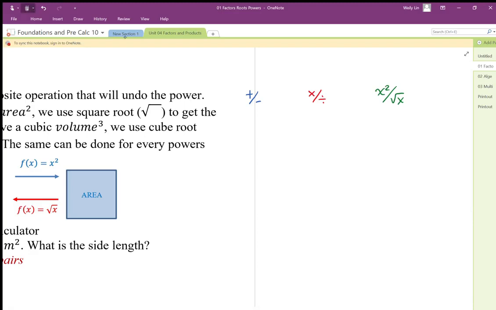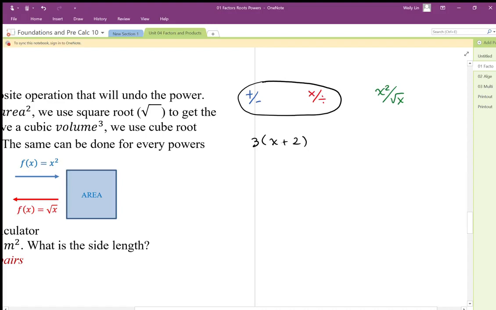And we can connect the math for addition with multiplication, division with distribution. So for example, if I have 3 times (x plus 2), we can't add x plus 2, but we can still multiply by distributing, where we have the multiply combining with the add and subtract.